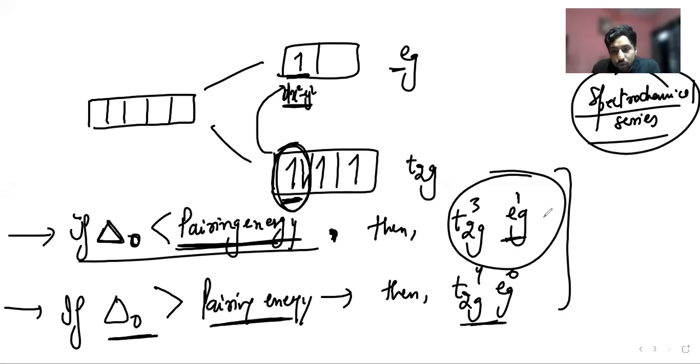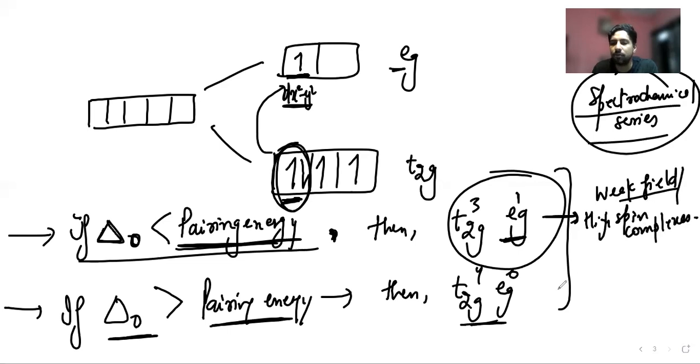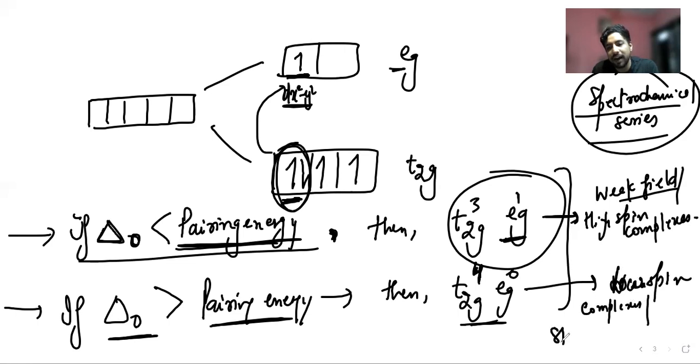Now, those ligands in which the fourth electron enters the Eg set are called weak field ligands, and these complexes are also called high spin complexes. And the ones in which the electron enters the T2g only are called low spin complexes, and are also called strong field complexes.